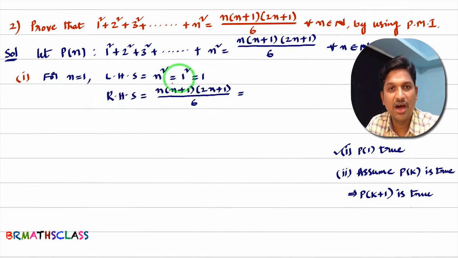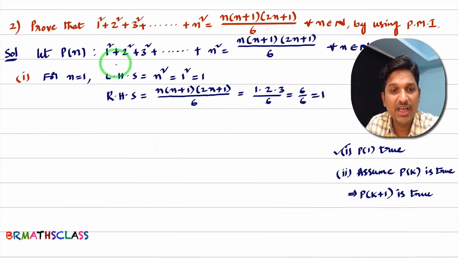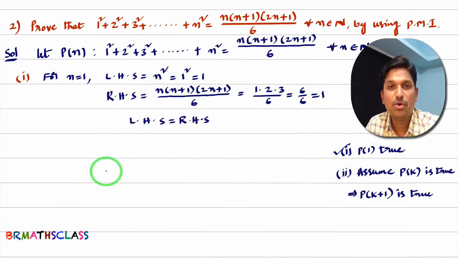Now, I will calculate RHS. I considered RHS of this statement. In this also, I will put n equal to 1. We will see what happened. 1 into 1 plus 1, 2 into, in place of n, you write 1. 2 into 1, that is 2. 2 plus 1 is 3. Whole divided by 6. 1 into 2 into 3, that is 6. Divided by 6. 6 divided by 6 is 1. What happened? LHS value we got 1, RHS value we got 1. So what you can write? LHS equal to RHS. We got this LHS equal to RHS when n equal to 1. It tells you that P of 1 is true.